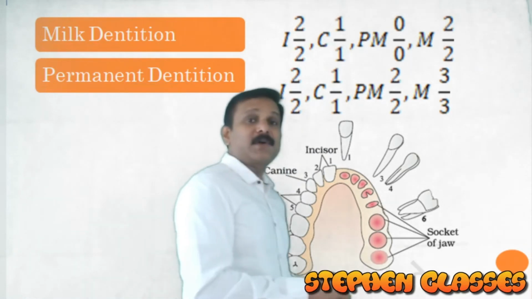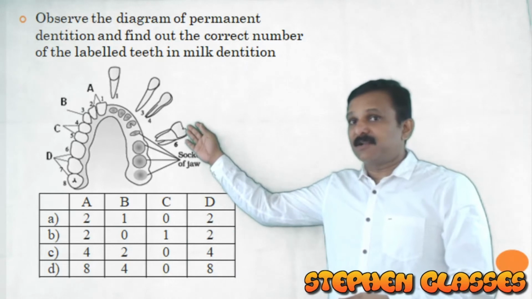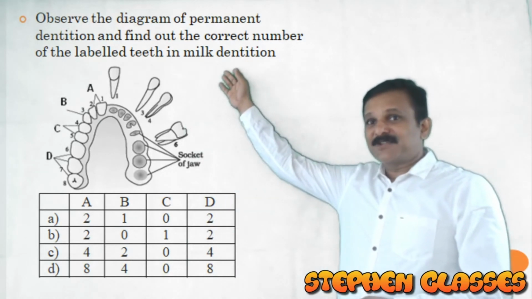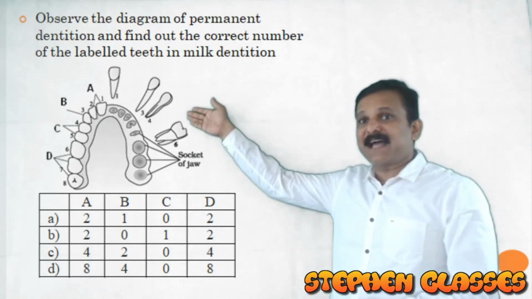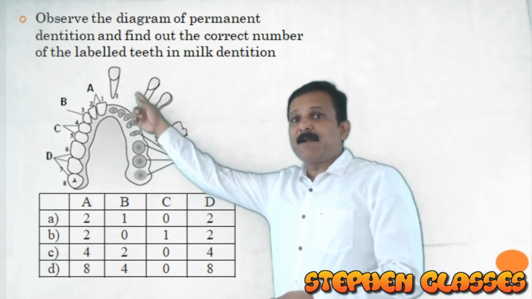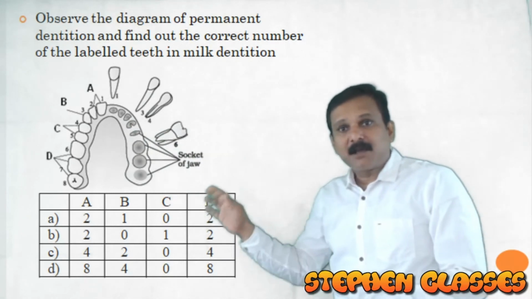Now coming back to our question. In this question, the diagram given is that of permanent dentition, but in the question they are asking about milk dentition. Okay, so don't get confused. The question is about milk dentition, even though the diagram is that of permanent dentition. So you can see the labeled portions A, B, C, D. They are incisors, canines, premolars, and molars.